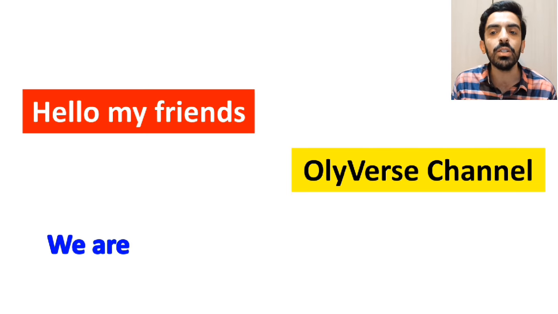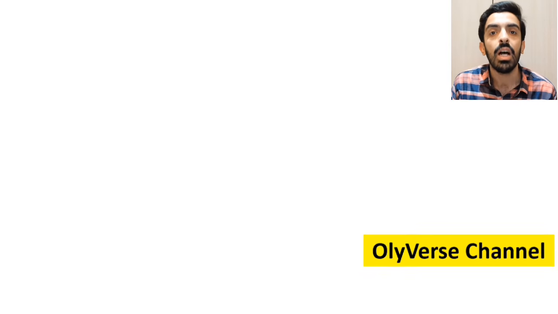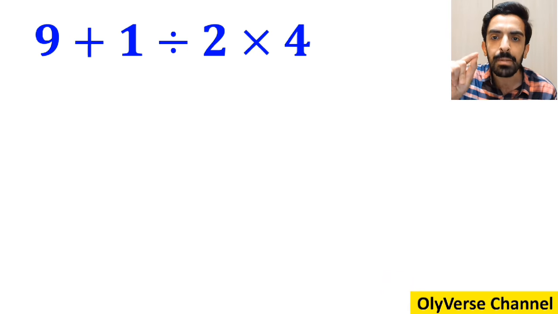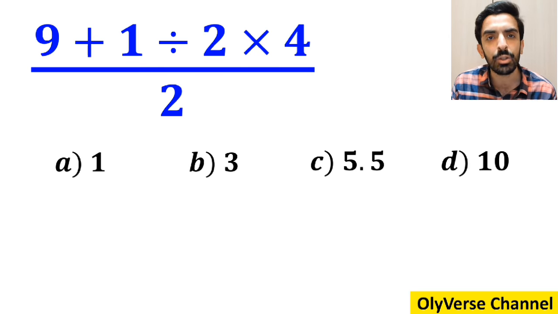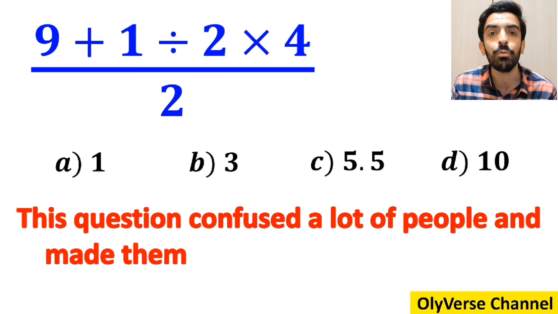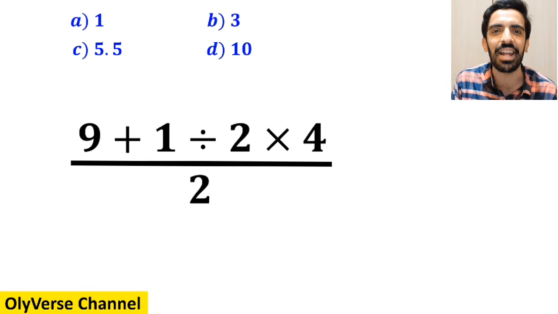In this video we are going to solve a really tricky and mysterious math question together. What is the value of the expression 9 plus 1 divided by 2 then times 4 over 2? Which option do you think is the correct answer to this question? This question confuses a lot of people and makes them choose the wrong option. Let's take a closer look and solve it together.